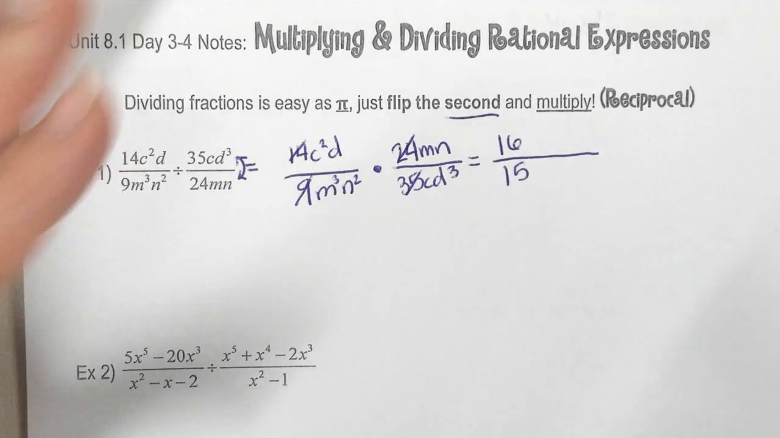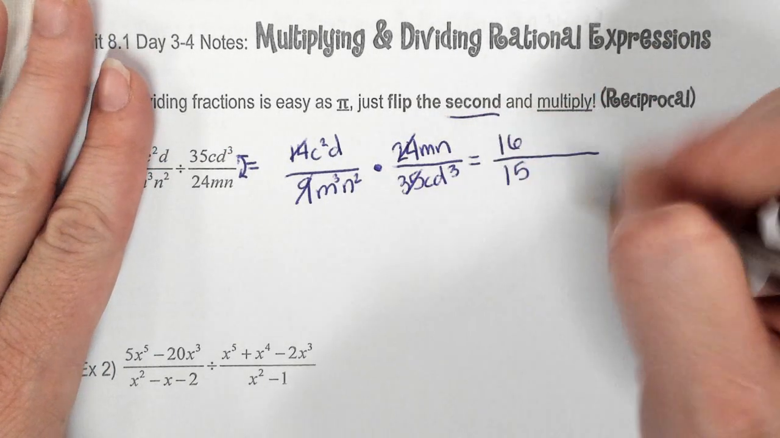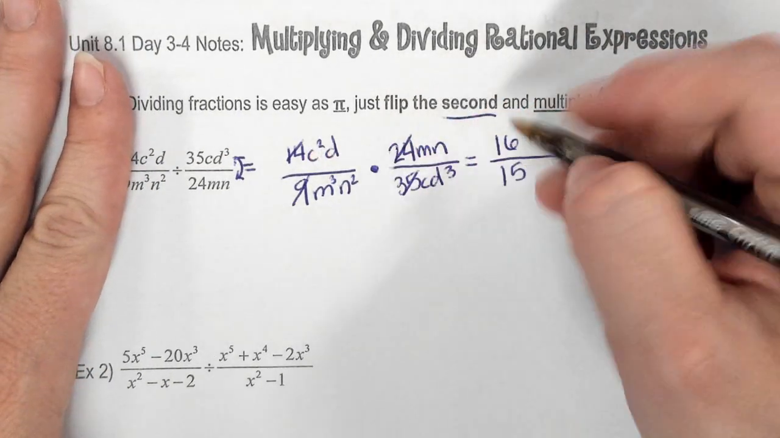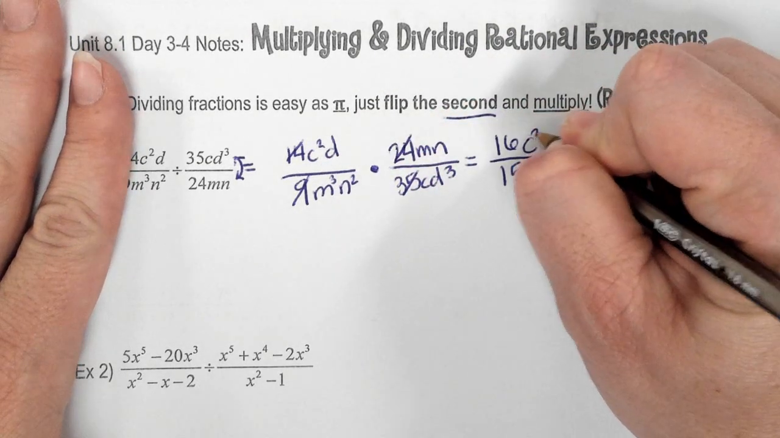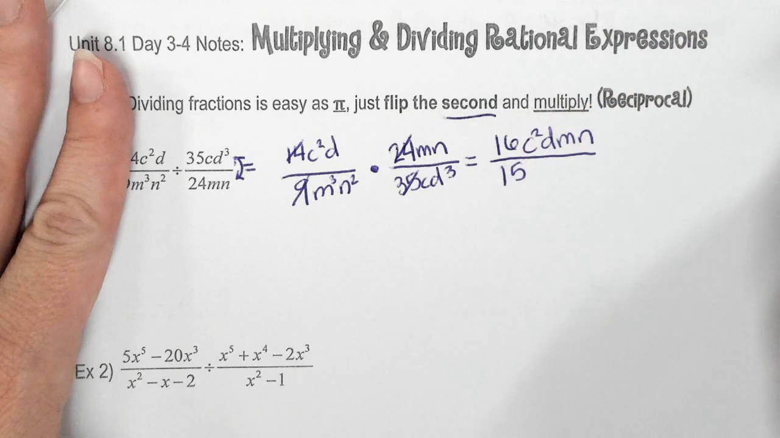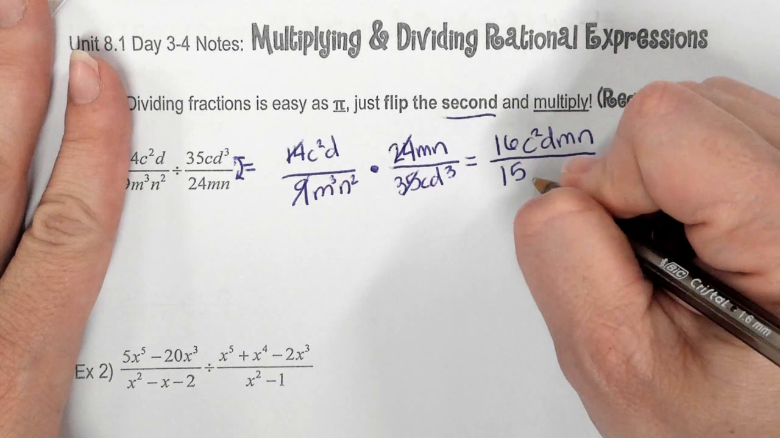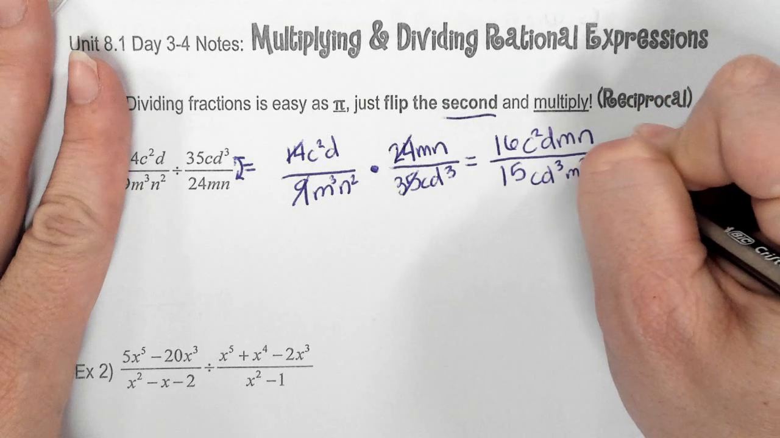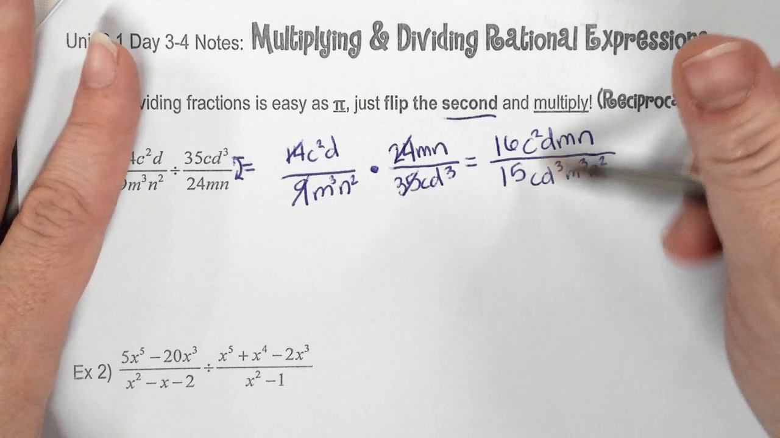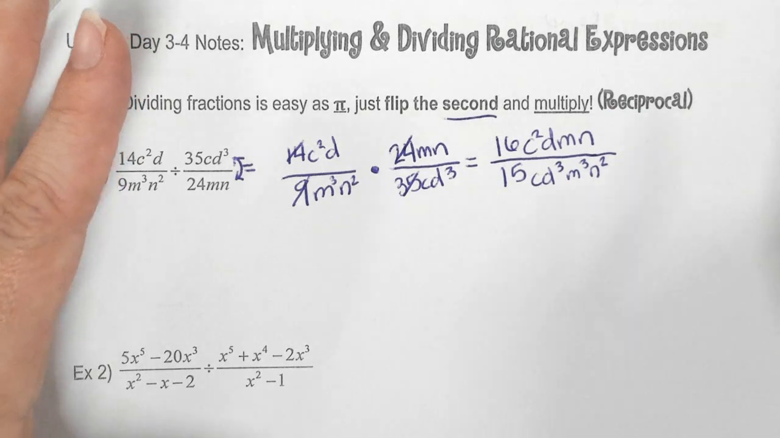And I'm going to rewrite my letters. You don't always have to do this step, but I'm going to, because I just want to make life easy, alphabetical order on my top and bottom. So C, D, M, N is alphabetical order. So C squared, D, M, N. And then the bottom, C and D come before M and N. So C, D cubed, M cubed, N squared. So I just wrote it in alphabetical order so we can simplify them simpler altogether.